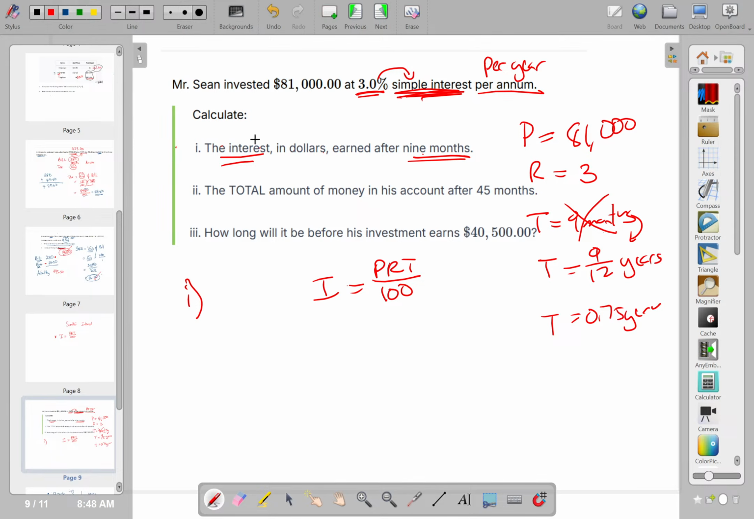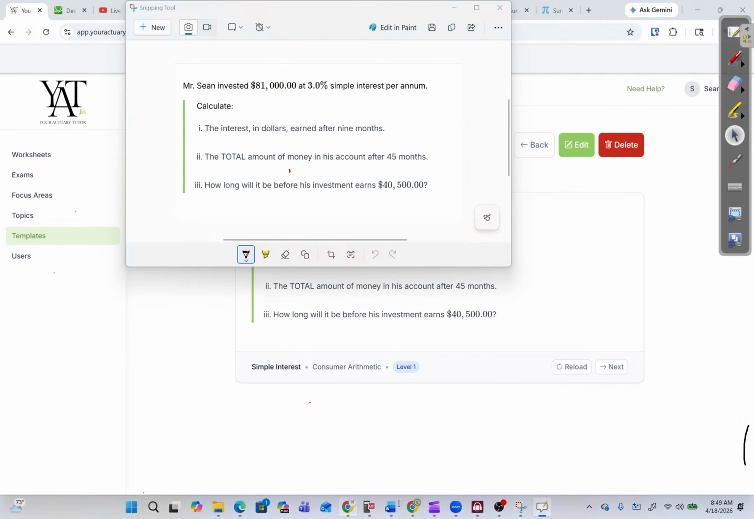Then we need to find the interest. So I won't have anything to change out there, it remains the same. Change out the P. The P is going to be what? 81,000, times the rate. The rate is what? 3. The time is what? 0.75. And it's all over 100. Yeah? So now my interest would be those three things multiplied at the top.